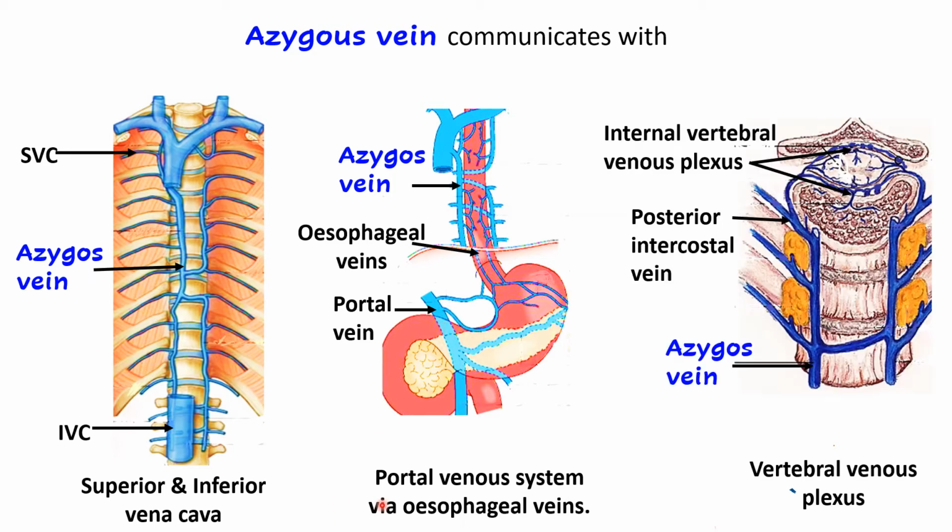And the third is that it is also connected to internal and external vertebral venous plexus. So here we can say this is the azygous vein and its tributaries are these posterior intercostal veins. These posterior intercostal veins in turn, they are connected to the internal vertebral venous plexus, which we can see here. So these are the three communications of azygous vein. First is with the caval system, that is superior inferior vena cava. Second is with the portal system, that is with the portal vein, and third is with the vertebral venous plexus.